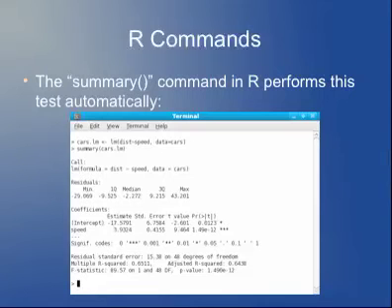Also notice it gives a standard error for each estimate and a t-value, and it also calculates a p-value, which is the probability of observing a test statistic as extreme or more extreme than what we observed. In this case, the p-value is 1.49 times 10 to the minus 12. Very strong evidence against the null hypothesis that the regression slope is equal to 0.